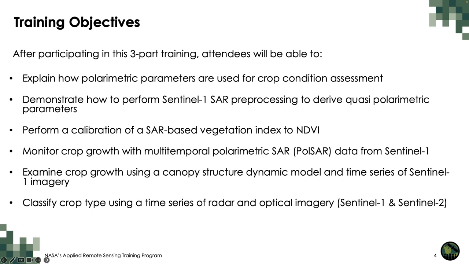After participating in this training, attendees will be able to explain how polarimetric parameters are used for crop condition assessment, demonstrate how to perform Sentinel-1 SAR pre-processing to derive quasi-polarimetric parameters, perform a calibration of a SAR-based vegetation index to NDVI, monitor crop growth with multi-temporal polarimetric SAR data from Sentinel-1, examine crop growth using a canopy structure dynamic model and time series of Sentinel-1 imagery, and classify crop type using a time series of radar and optical imagery.